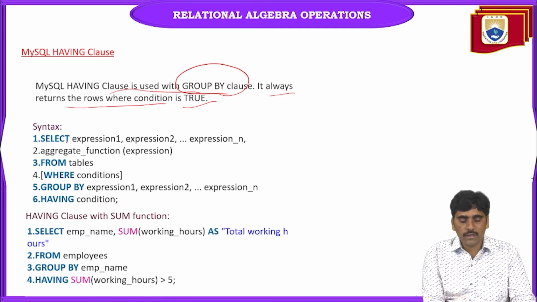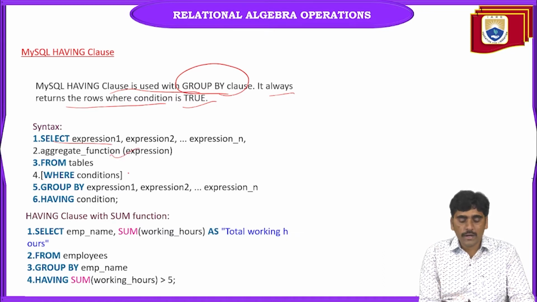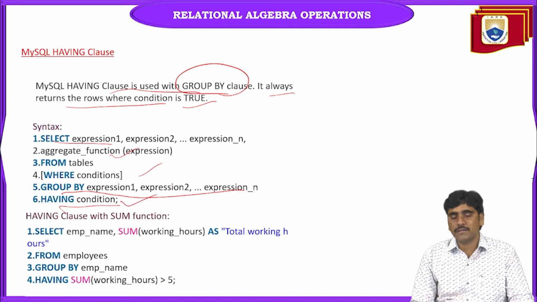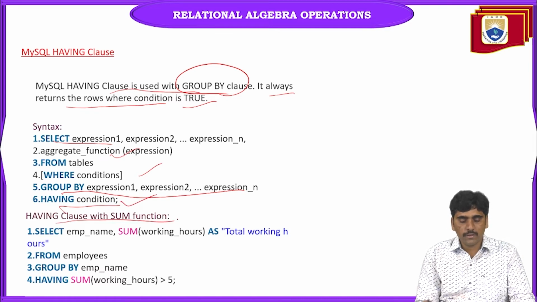So what is the syntax? Same as GROUP BY. SELECT attribute names FROM table WHERE condition, GROUP BY the columns you want to group by, and HAVING the condition. Now look at the example here.